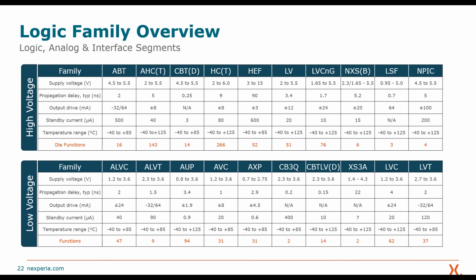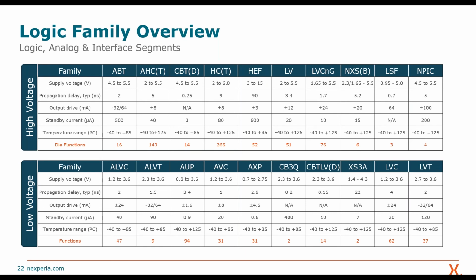Now, our families, or technologies, are broadly divided into two sections: the high voltage family and the low voltage family. The high voltage family is where VCC max is equal to or greater than 5.5 volt, and the low voltage family are those technologies where VCC max is equal to 3.6 volt. Depending upon the supply voltage, propagation delay, output drive current, and standby current, they are divided into different families or technologies. So I will start with the high voltage family.